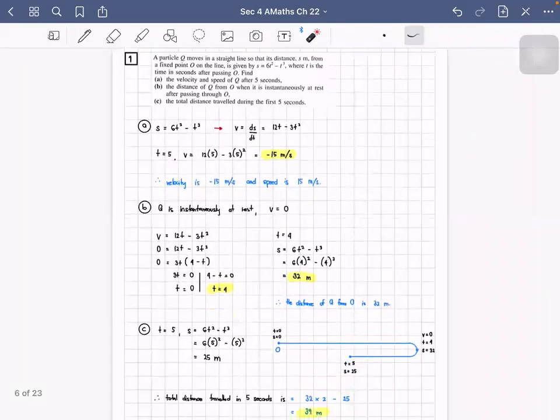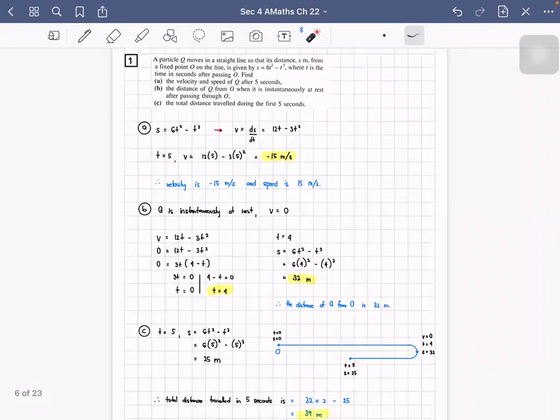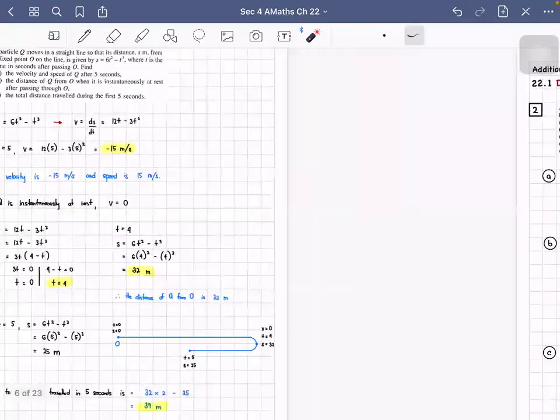Sec 4, do you have any question? Any question that you want to ask before we go to number 2? No question, Sec 4? Okay, all right. So let's go with number 2.